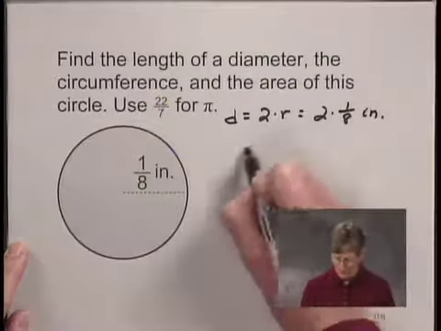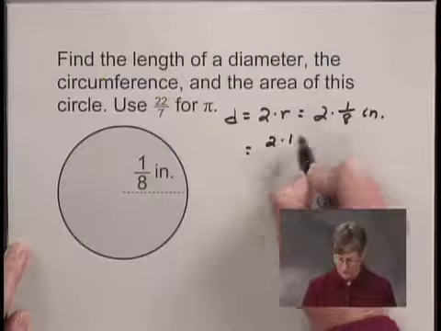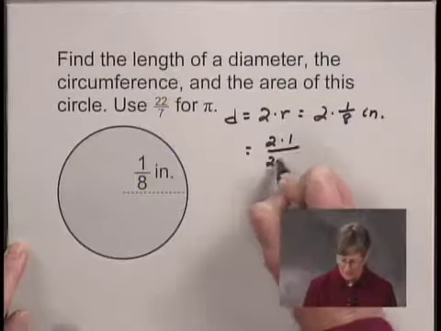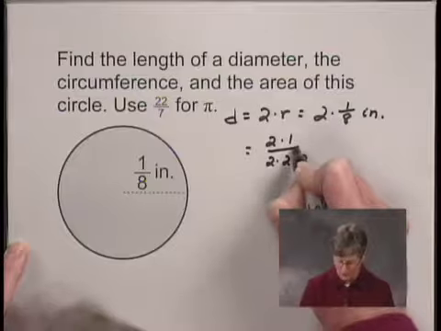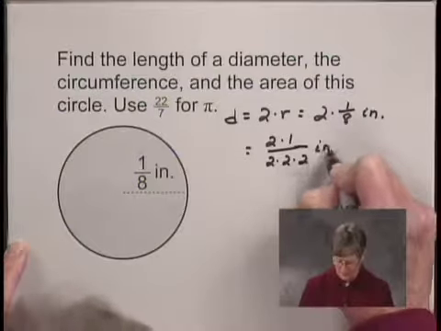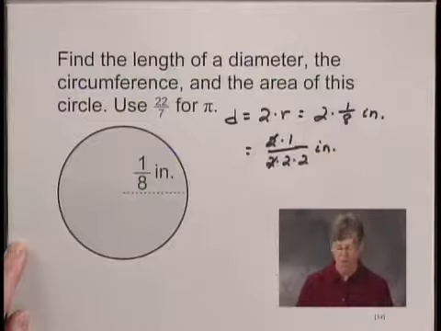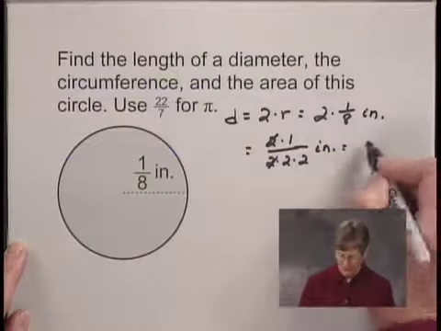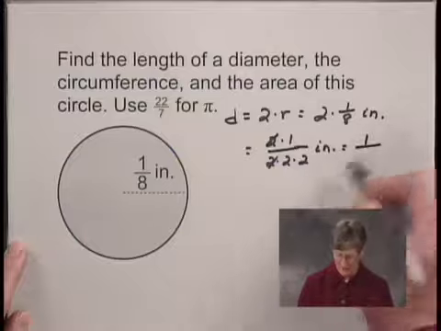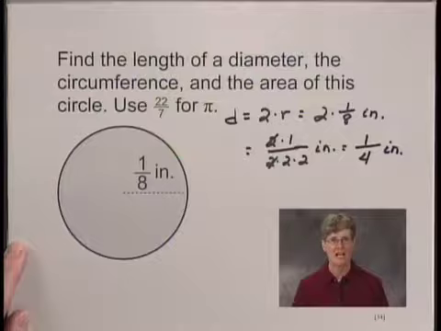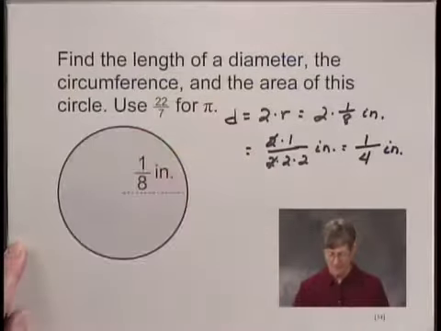And when I do the multiplication, I'll have 2 times 1 over 8, and I'm going to write 8 as 2 times 2 times 2, and this is inches. And I can cancel one factor of 2 in the numerator and in the denominator. So what I have is 1 over 2 times 2, or 1/4 inch, for the length of a diameter of the circle. Now, the next thing that we want to find is the circumference.